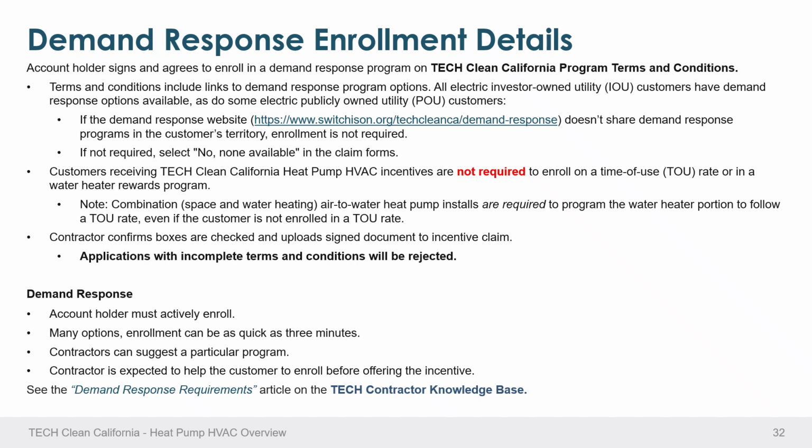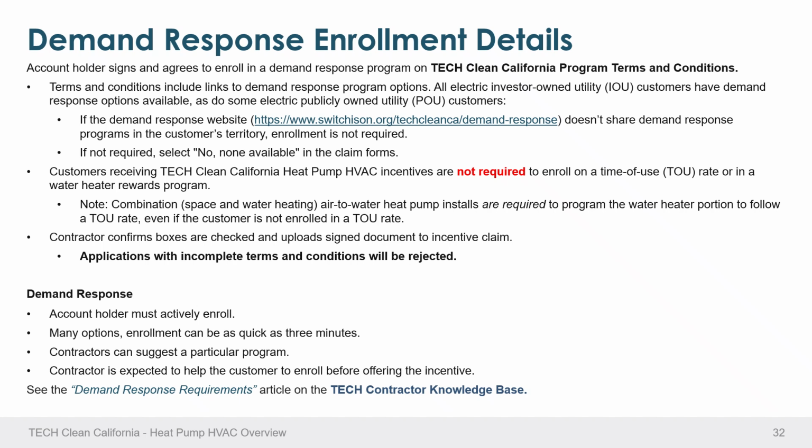Contractors will need to confirm that all the necessary boxes on the terms and conditions are checked, or else the incentive cannot be paid. The terms and conditions contain links and QR codes for customers to learn more information and review their enrollment options. Relatedly, customers receiving the Tech Clean California heat pump HVAC incentives are not required to enroll on a time of use rate or in a water heater rewards program.